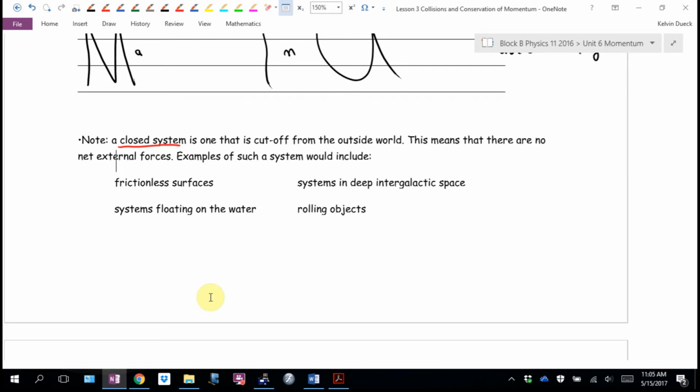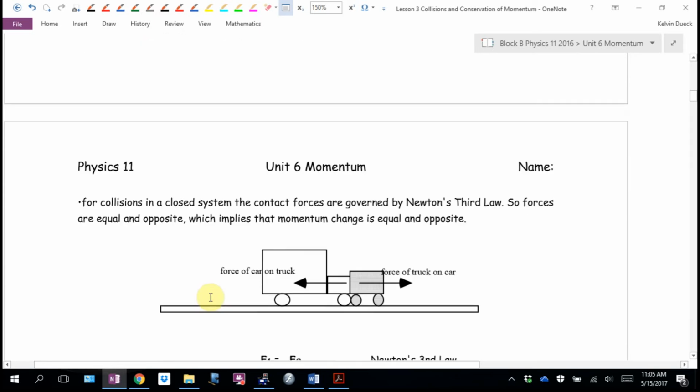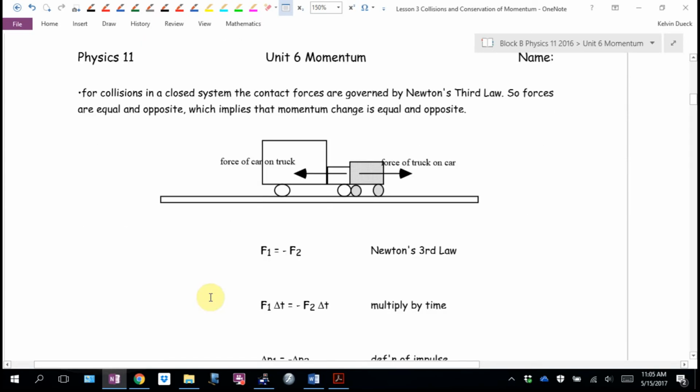Rolling objects. Okay. So, closed system, no external sources of energy, no external sources of forces. All right. For collisions in a closed system, the impact forces, the contact forces, are governed by Newton's third. Forces come in pairs. Forces are equal and opposite, and that also implies that momentum change is equal and opposite.